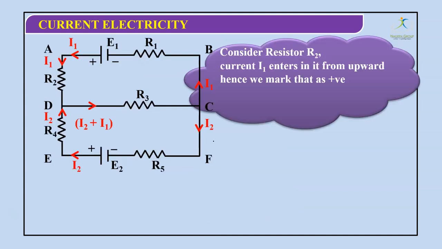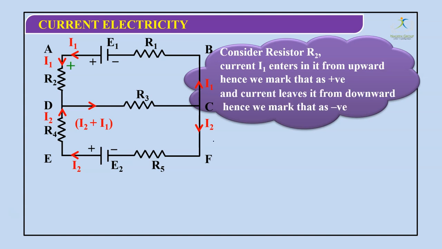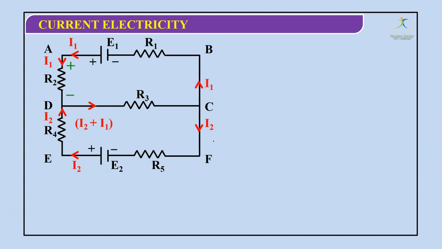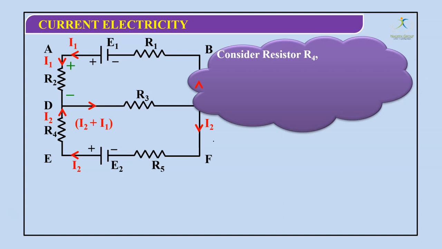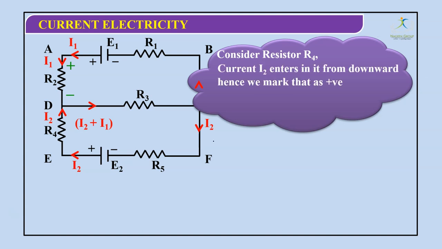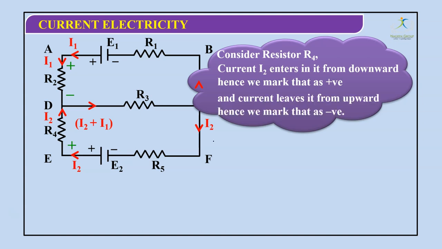Consider R2. Current I1 enters it from the upward direction, hence we mark it as positive, and the current leaves from the downward direction, hence we mark it as negative. Consider R4. Current I2 enters from the downward direction, hence we mark it as positive, and the current leaves it from the upward direction, hence we mark it as negative.